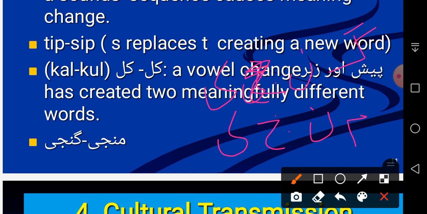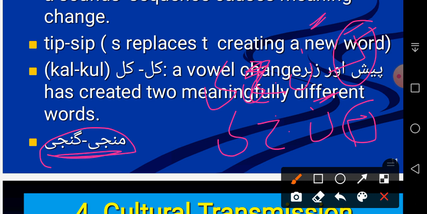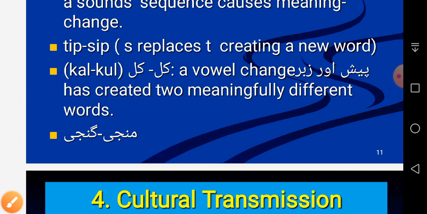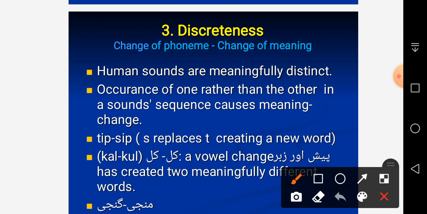Now just this phoneme has been changed, okay? Because even the zabar, that is the vowel sound, is the same. Ganji, manji. Now, these are two different words in Punjabi or Saraiki or Hindko or Pothwari. So this phoneme, gaf and meem, have been changed, and we have got two different meanings. So this feature of human language is known as discreteness, that with a change of one phoneme, we get a change of meaning, an altogether new word.